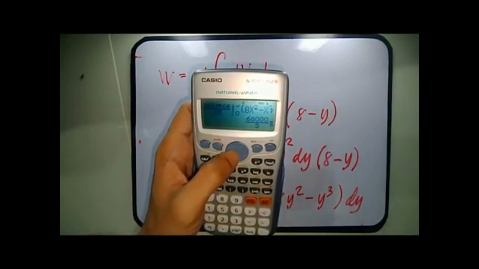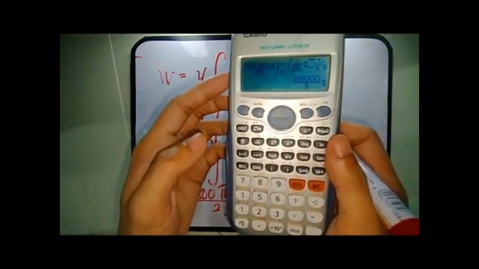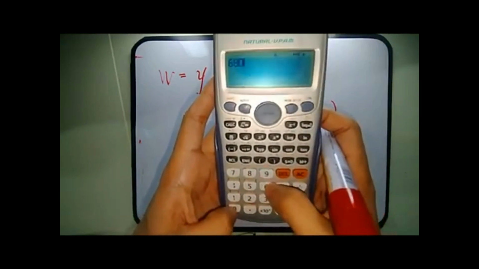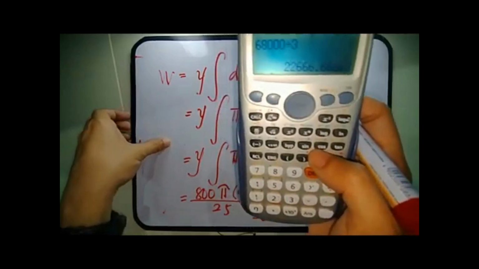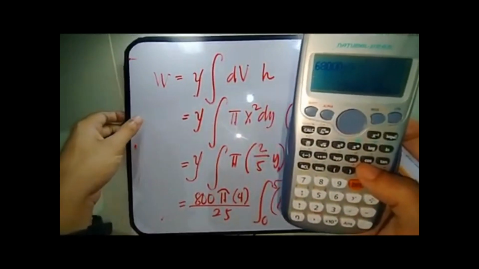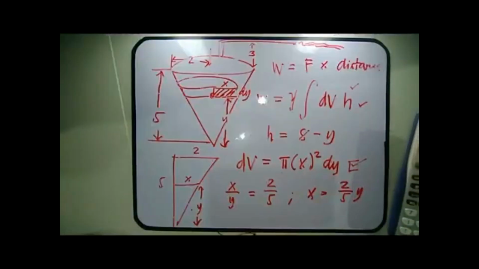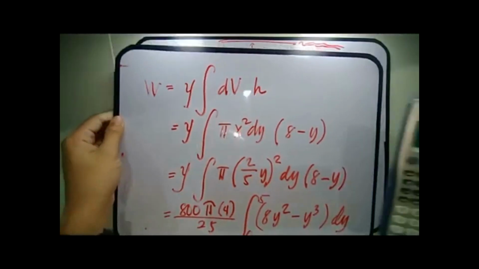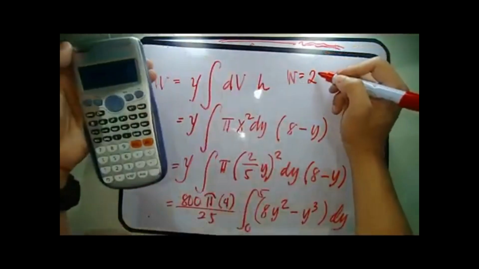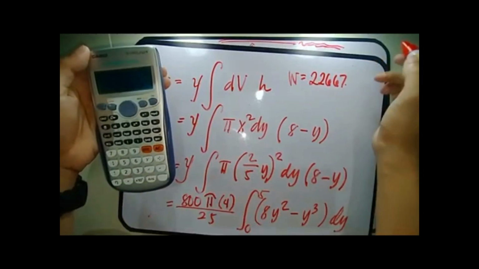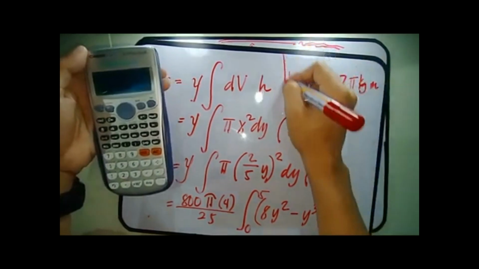You have here 68,000 pi all over 3. So, yung answer natin guys, in terms of pi siya. So, yung 68,000 over 3 is 22667. So, that is letter B. So, 22667 pi kilogram meter. So, ito yung answer natin. Letter B siya. So, yung work equals 22667 pi. Unit is kilogram force meter.